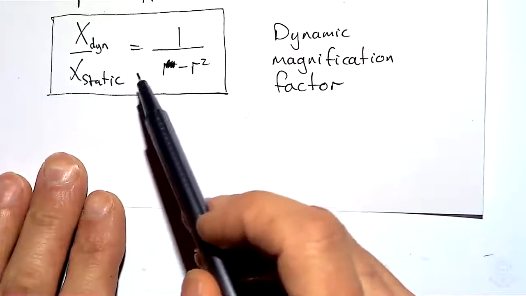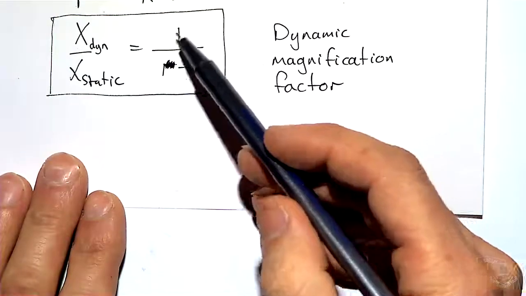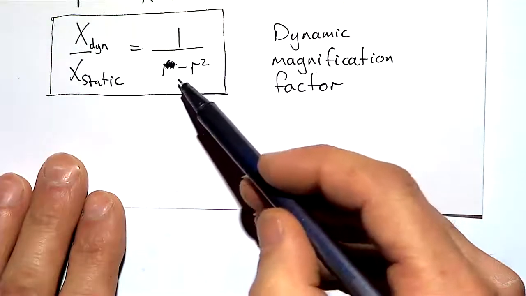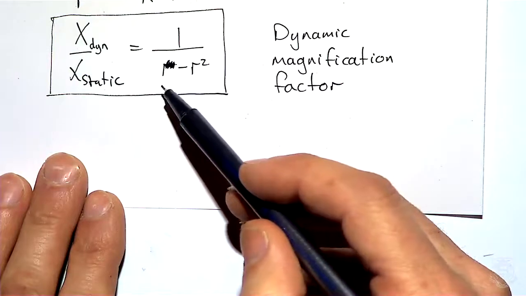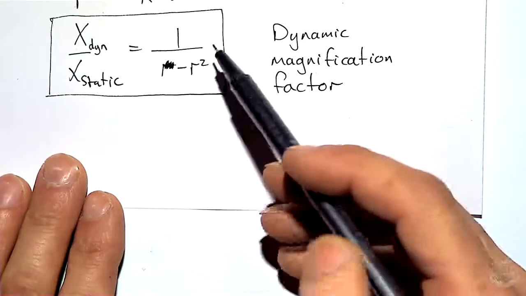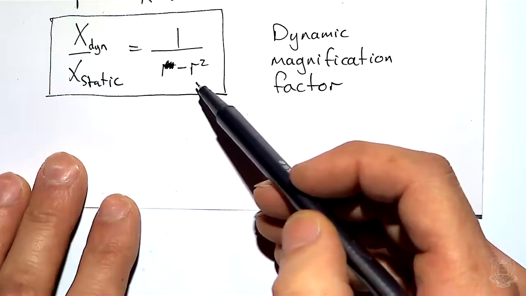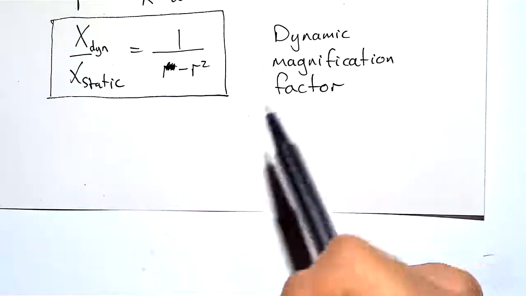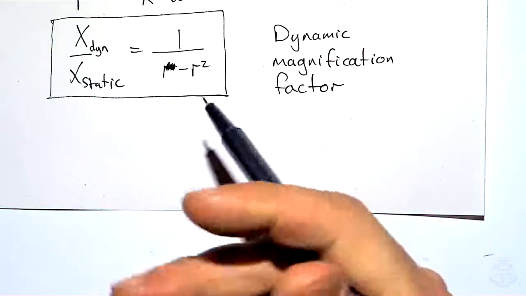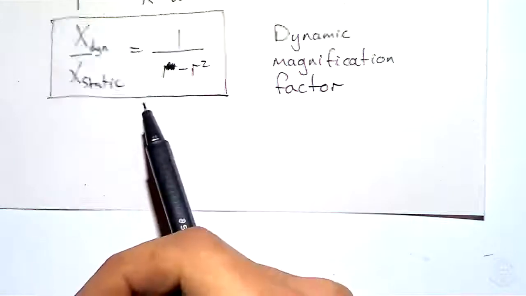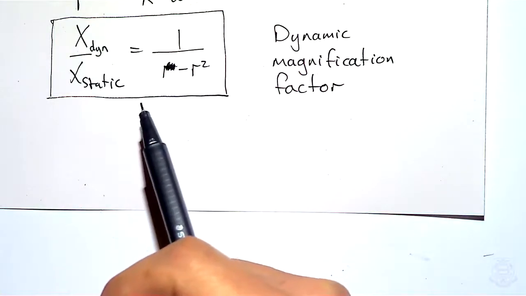But the other reason that people like to use this format is that the right-hand side is all non-dimensional now, isn't it? We've got the ratio of two displacements, and on the right-hand side the only parameter is r, which is the ratio of two frequencies. So everything has become non-dimensional, and that's another reason why people like to use this format.